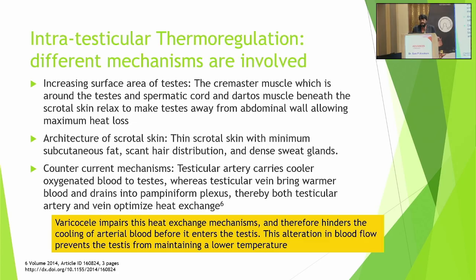There is intratesticular thermoregulation. You can see that there is an increased surface area of the testes. How is this brought about? The cremasteric muscle around the testes and the spermatic cord, and the dartos muscle beneath the scrotal skin, relax and make the testes move away from the abdominal wall, which allows maximum heat loss.